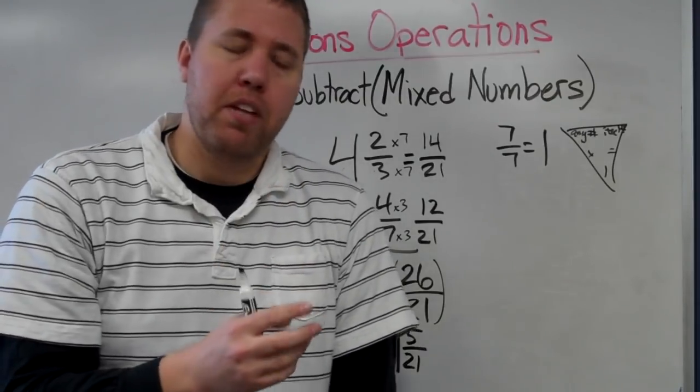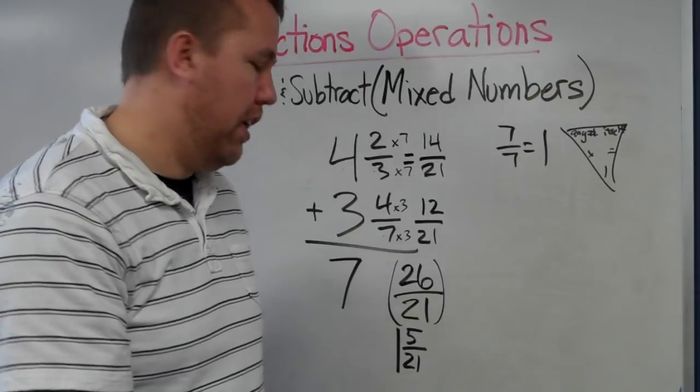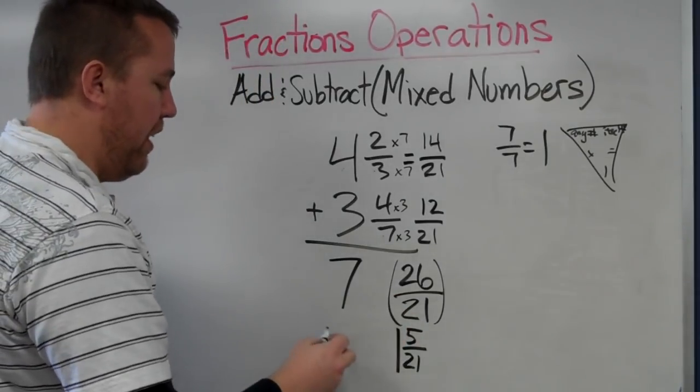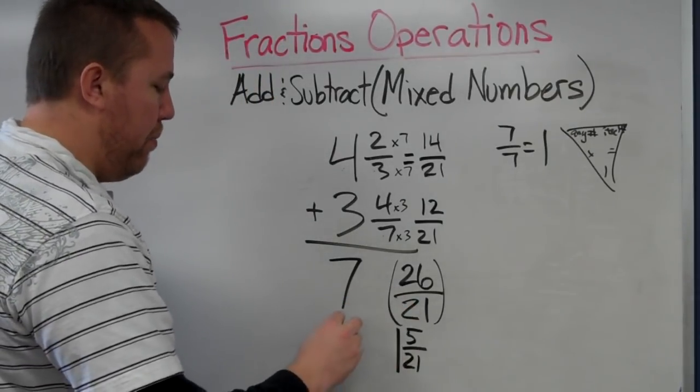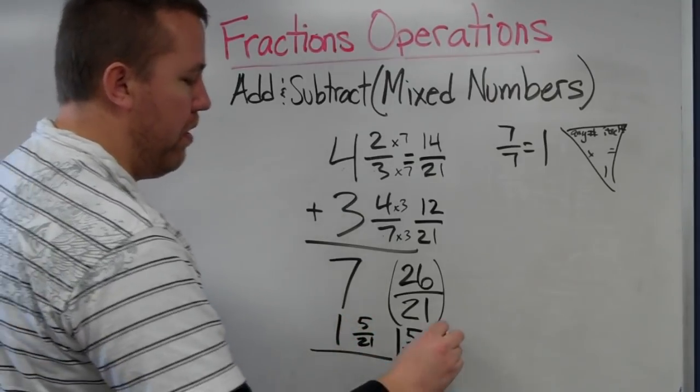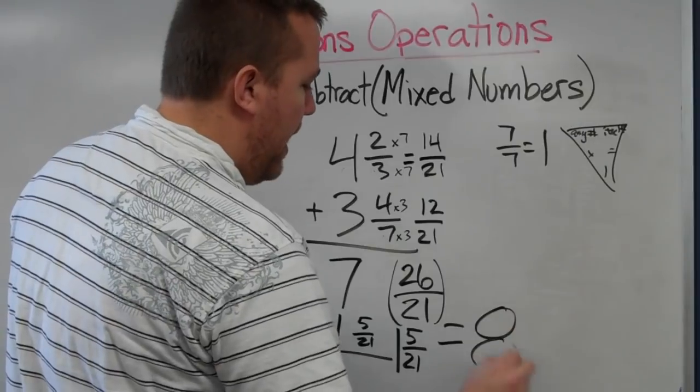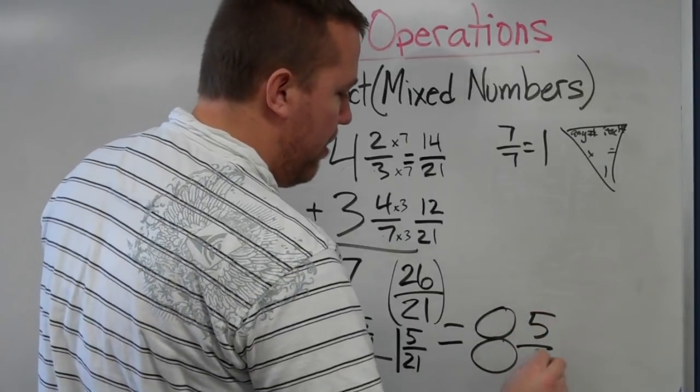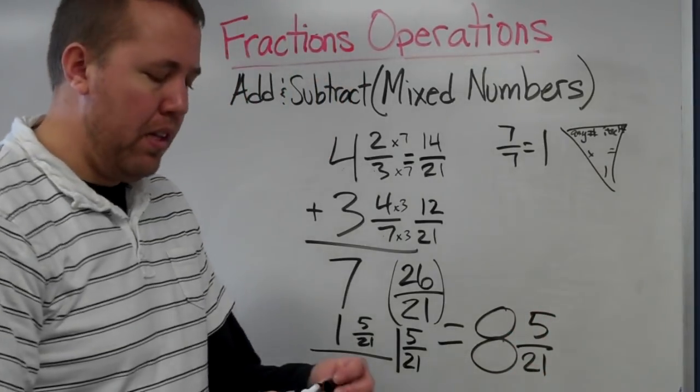That doesn't make sense either. But now I have two whole numbers. What can I do with the whole numbers? I can just add those together. 7 and nothing plus 1 and 5/21sts equals, I'm going to put that over here, 8 and 5/21sts.